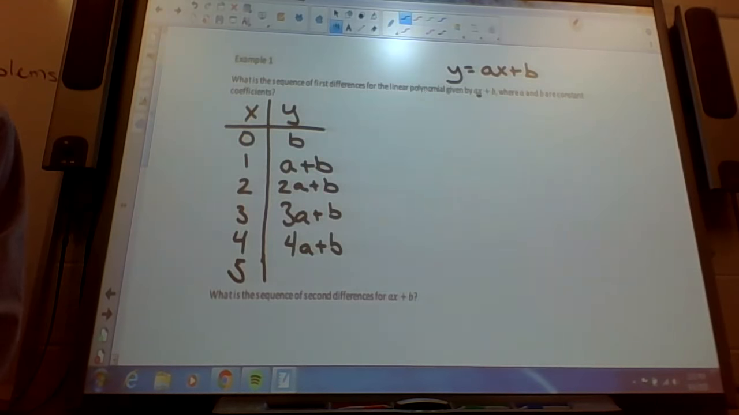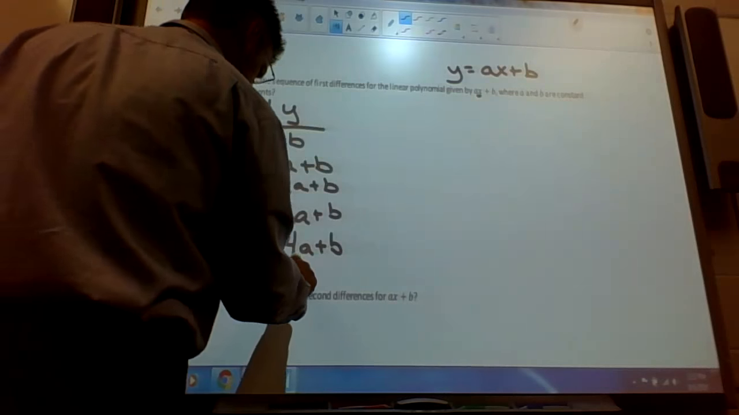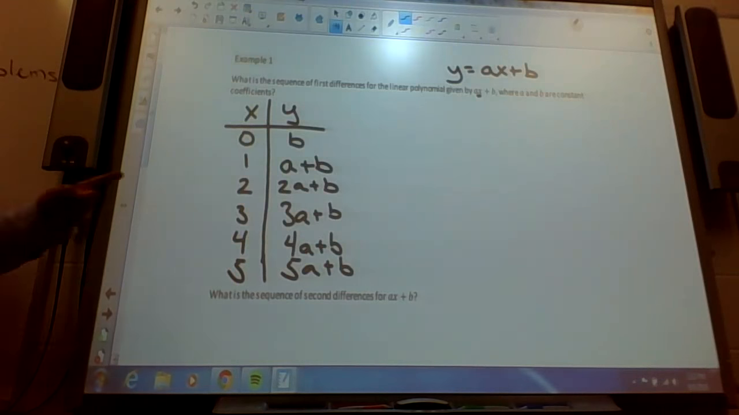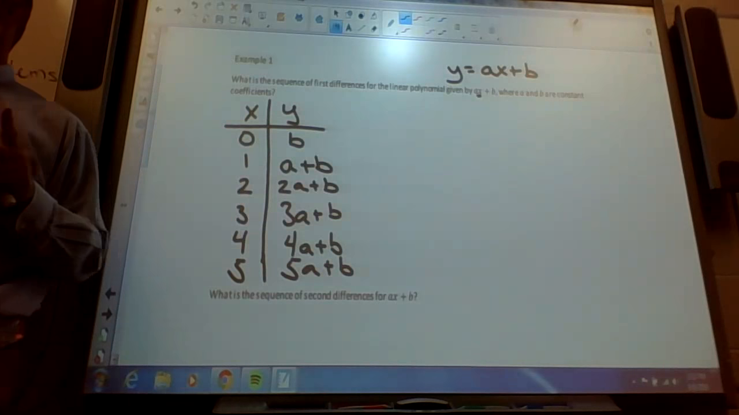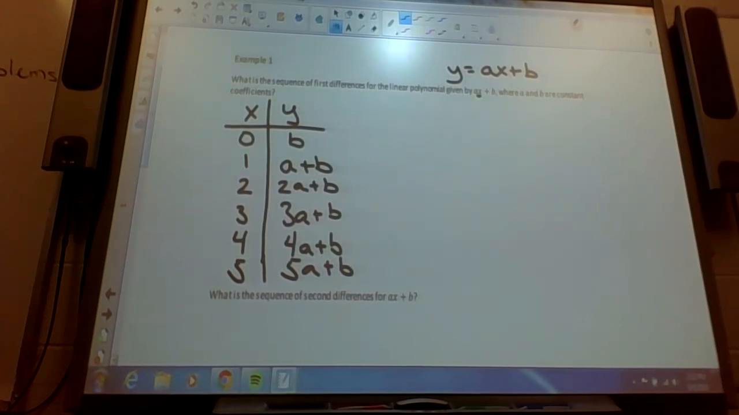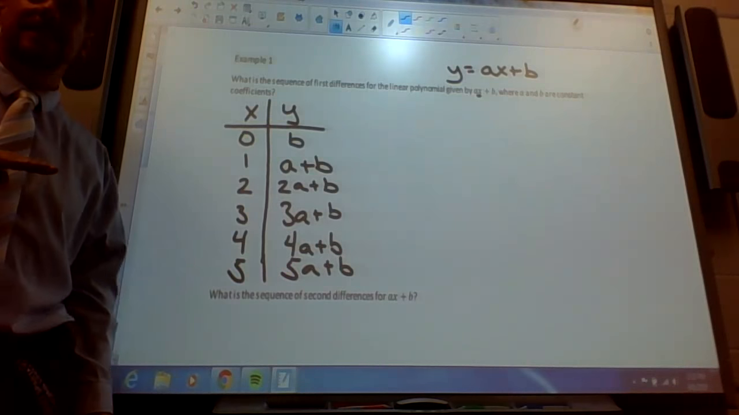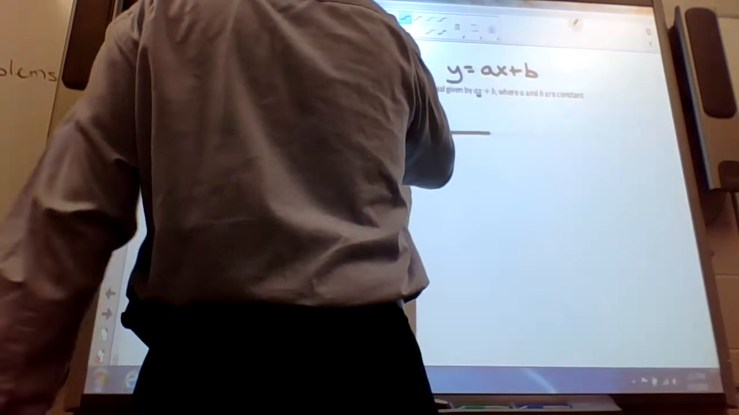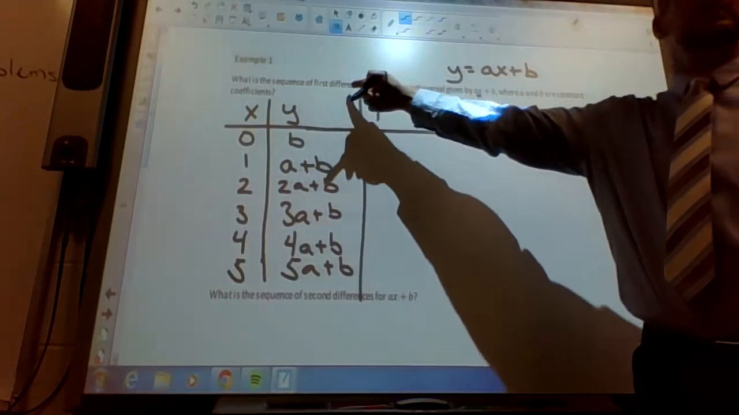All right, and the next one, 5a plus b, right? All right, so now I say think abstractly here, right? I got numbers here, but I got a lot of other stuff. I don't know what that other stuff represents, but I know what about A and B. They are what? Constants. Okay. So now what we're going to do is a first difference, because it's asking for a sequence of first differences, right?